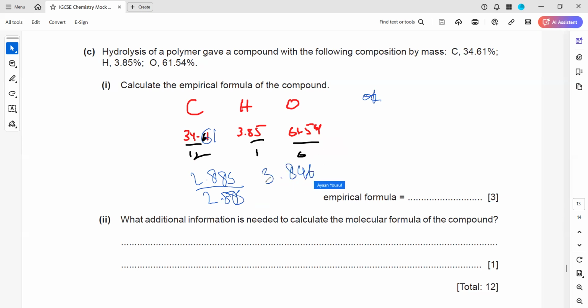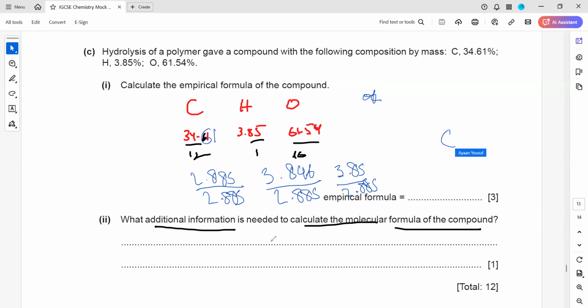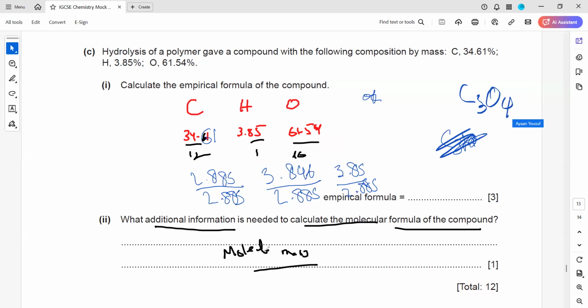Divide by atomic mass, then divide by the smallest value, and then take the simplest ratio in whole numbers. And what additional information do we need to calculate a molecular formula? We need the molecular mass. Molecular mass is needed whenever we want the molecular formula from the empirical formula.